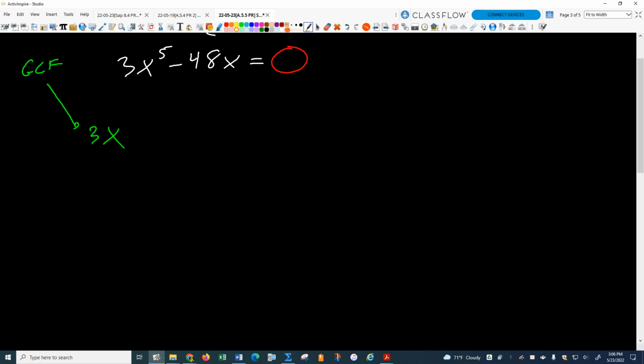Okay, what's left behind? 3x times what is 3x to the 5th? X to the 4th, right? Minus 3x times 16 is 48x. And that whole thing is equal to 0. Okay, so at this point, we just have to keep factoring until we can stop.